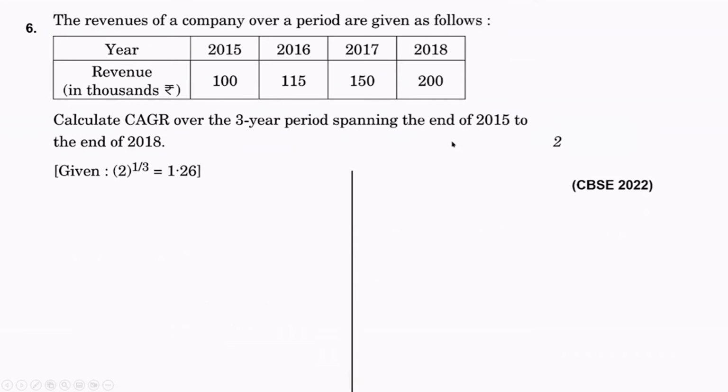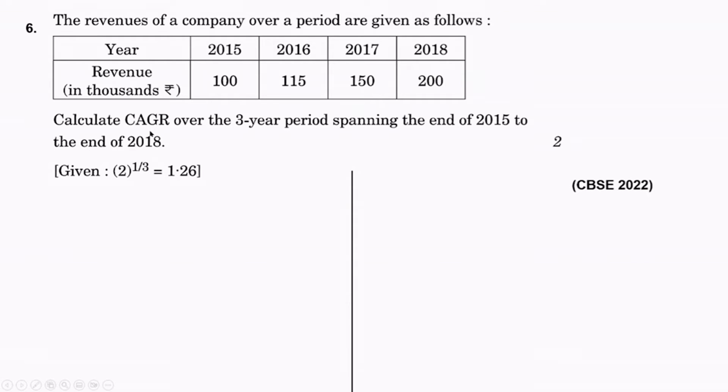Moving on, the next question. The revenues of a company over a period are given as follows. So we have for various years from 2015 to 2018, the revenue in thousands of rupees is given. We have to calculate compound annual growth rate over the 3-year period spanning the end of 2015 to the end of 2018. So here they have directly given that we have to find the compound annual growth rate over this 3-year period. Here, although there are 4 years, we should not get confused.